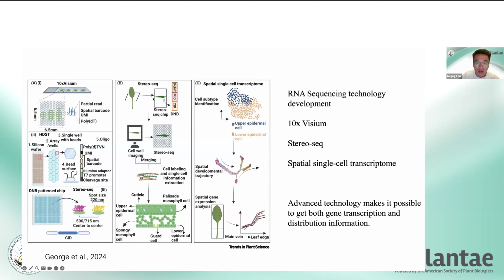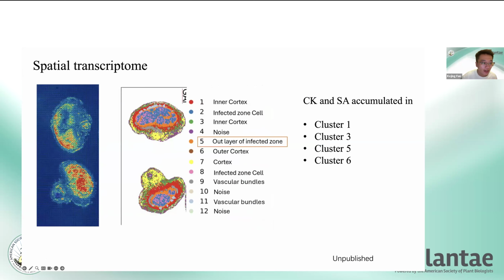There are three commonly used spatial transcriptome methods. One is Stereo-seq, the other one is STILL-seq, also the spatial single-cell transcriptome. Advanced technology makes it possible to get both gene transcription and localization information. So I used the STILL-seq method to detect the gene distribution in the nodules. You could find this is some of my data.